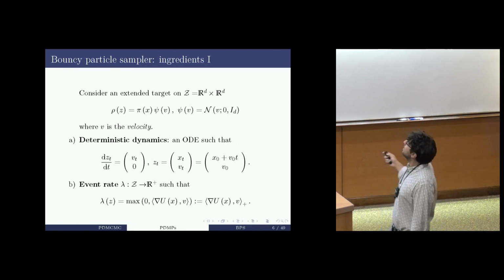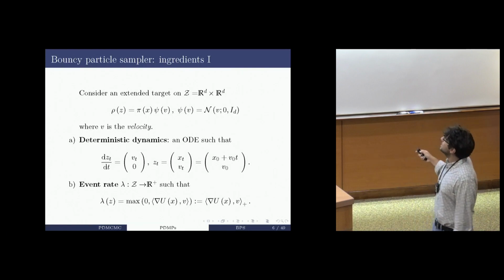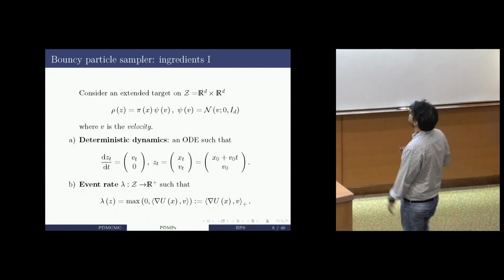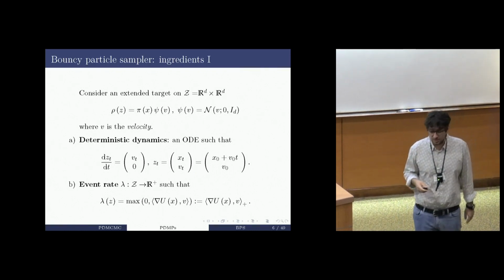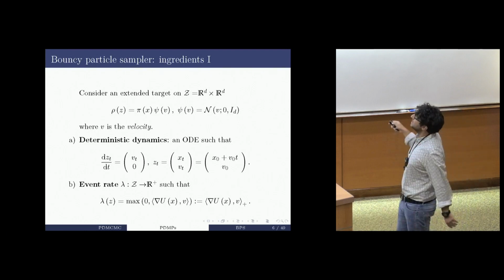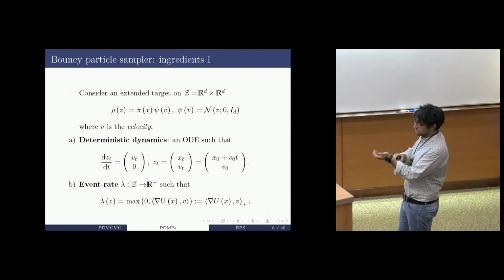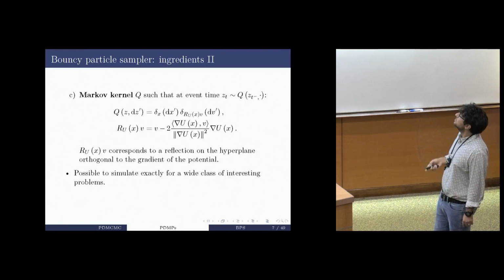So again, now I'm going to start focusing on the bouncy particle sampler. So we extend the target by including a Gaussian or maybe a uniform on the unit sphere. And that serves as the velocity, just like you would in HMC. The dynamics are very simple. The location just follows the velocity, and the velocity stays fixed. And this is the event rate. Okay, so far nothing new.